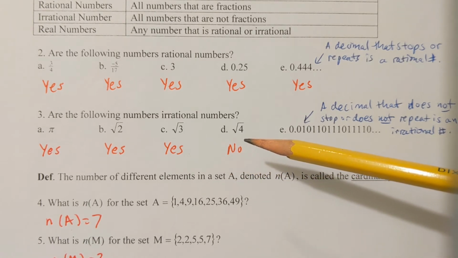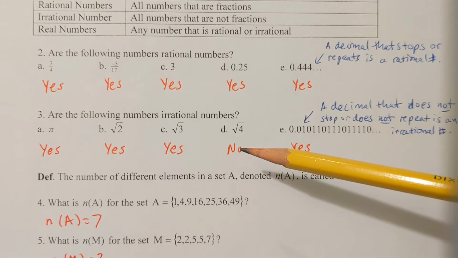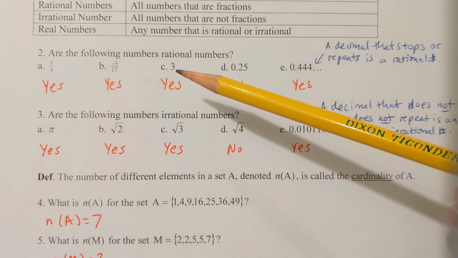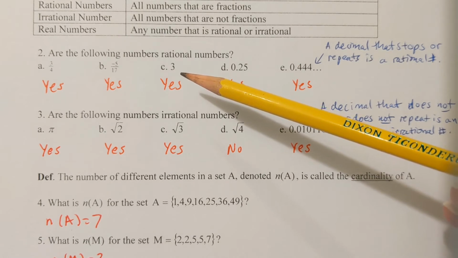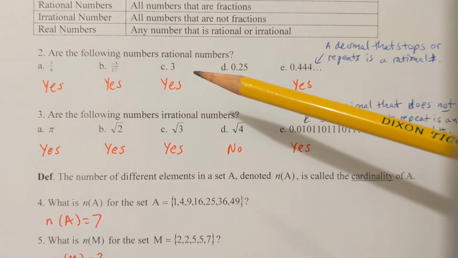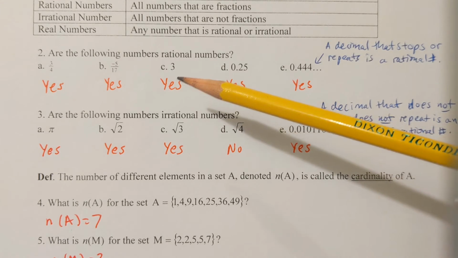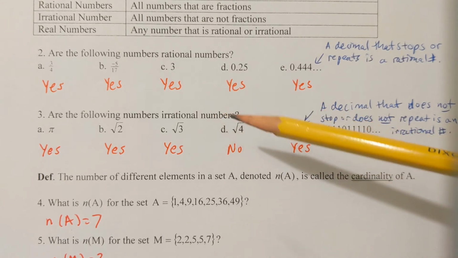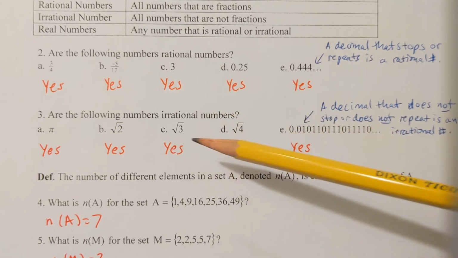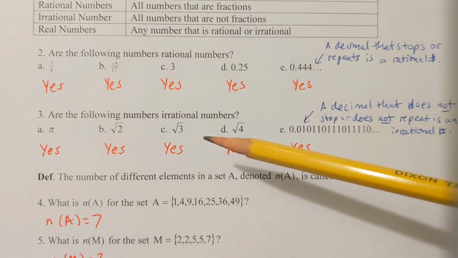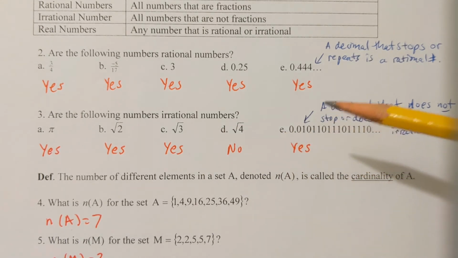The square root of 4, that's the same as 2, and 2 is a rational number, just like 3 is a rational number. So all I do is throw a 1 in the denominator, and I've got my rational number form there, so 2 over 1. So I'm not just picking any square root here, some work, some don't.